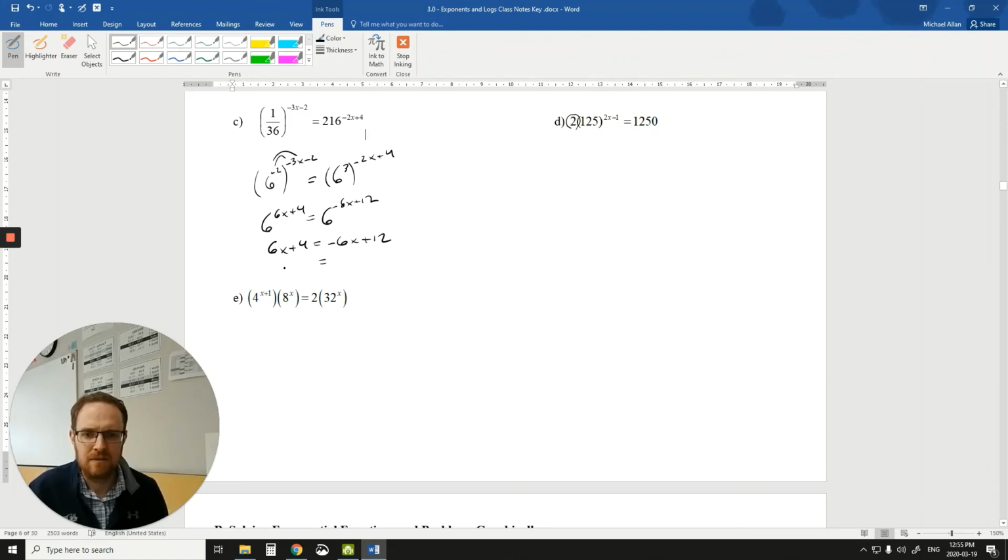And rearranging. So I'm going to add over the 6x to this side, and subtract over the 4 to this side, divide both sides by 12, and then reduce the fraction down and get 2/3.